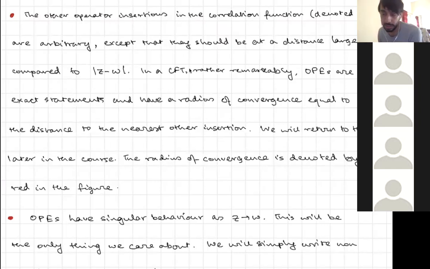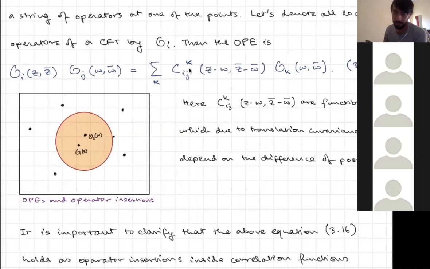Also, these operators, are they quantum fields? These operators are quantum fields, in the sense that, as I said, these are all local operators. So it'll be the field phi, it'll be del of phi, del squared of phi, and so on and so forth.